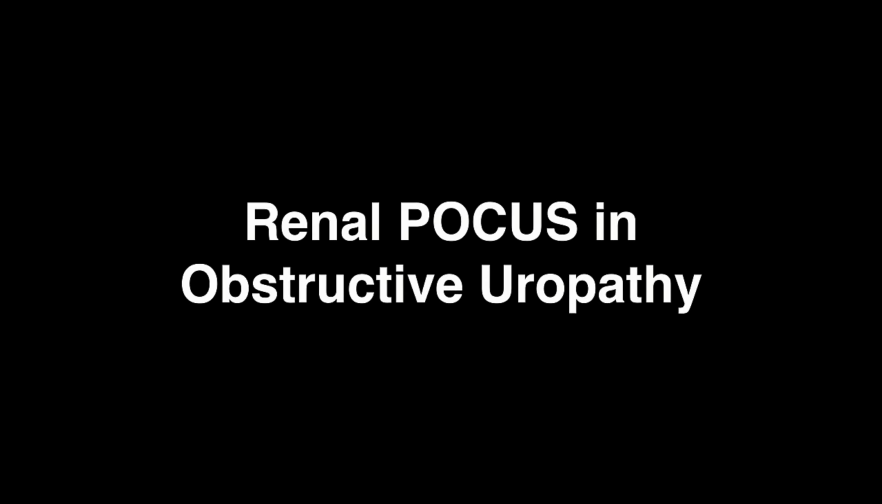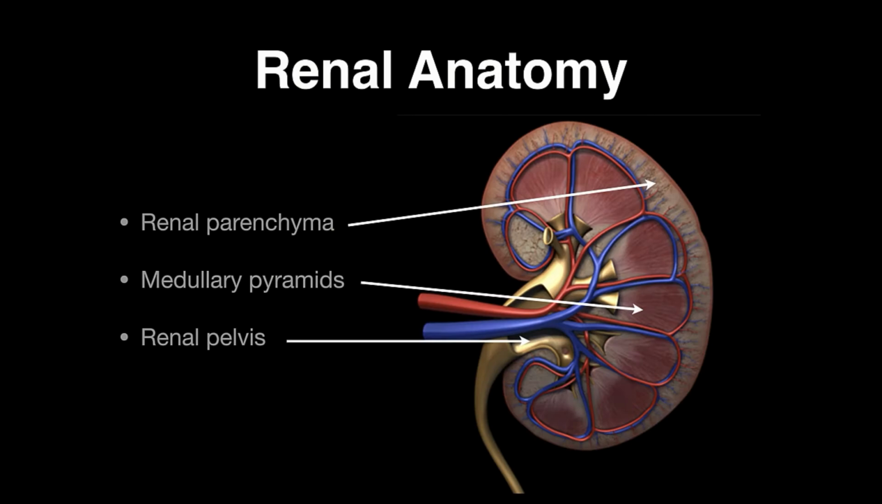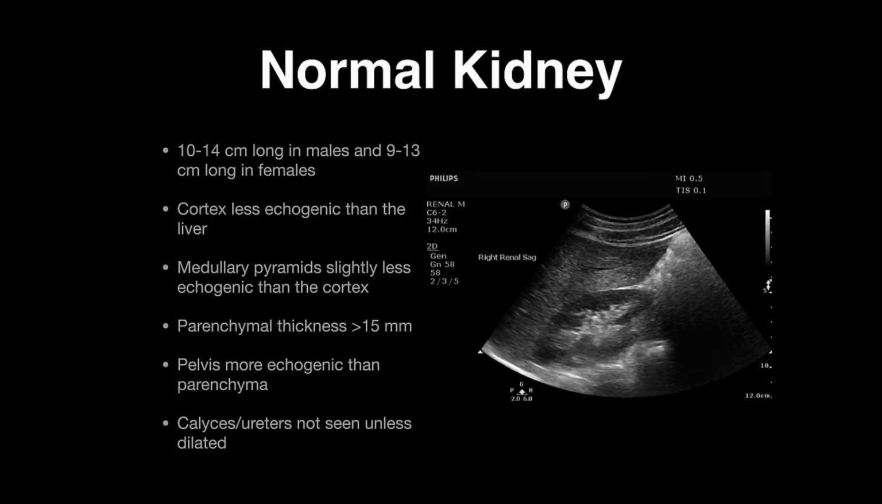So let's first look at the renal part of things when we're evaluating for obstructive uropathy. With ultrasound, we're going to be able to see the renal parenchyma, the corticomedullary junction with the medullary pyramids, and the renal pelvis, which contains the calyces and the vasculature. From a sonographic standpoint, and here we're looking at the right kidney, you can see the renal parenchyma, which is hypoechoic to the renal pelvis here.